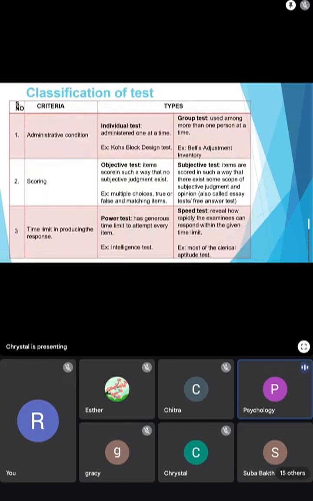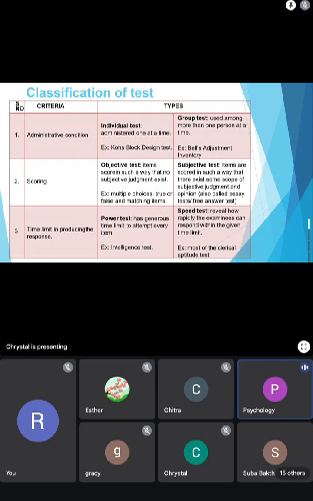Yeah. This is the macro classification of a test. This can be referred to in pages 215 and 216. Administrative condition. I've just reproduced it as it is in the text. Administrative condition, that is, either you can do an individual test or a group test. Individual test being a particular person is tested for a particular behavior at a particular point of time. This is an individual test.